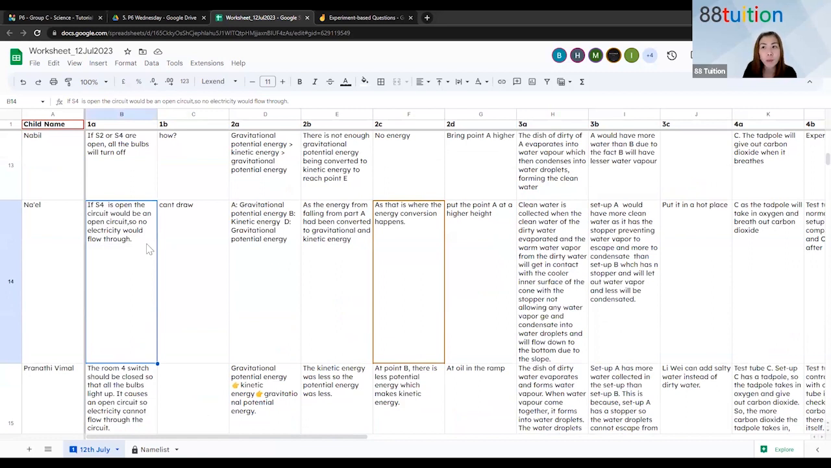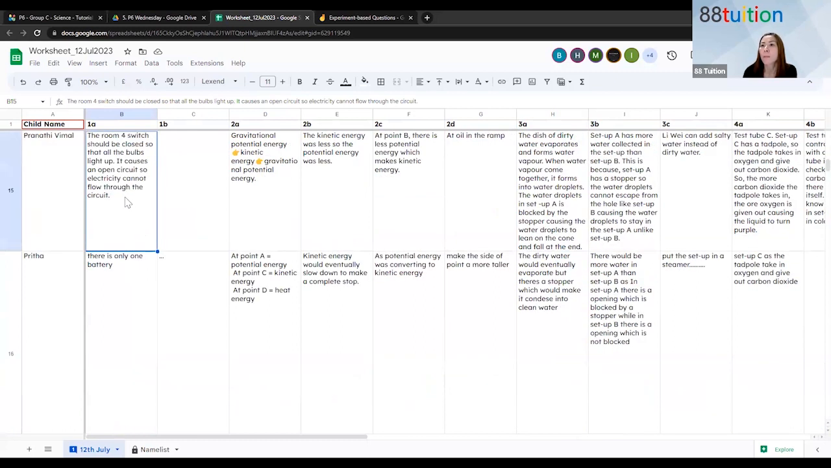Then, Hakim, my question to you is, so what will happen? You tell me the cause. You tell me partial effect, but you didn't tell me the next thing. You have to tell me the final effect. There's a cause here, but there is no effect. Switch 4 open. None of the other bulbs can light up, even if their switches are closed. Room 4 switch should be closed. Okay. Yeah, acceptable.